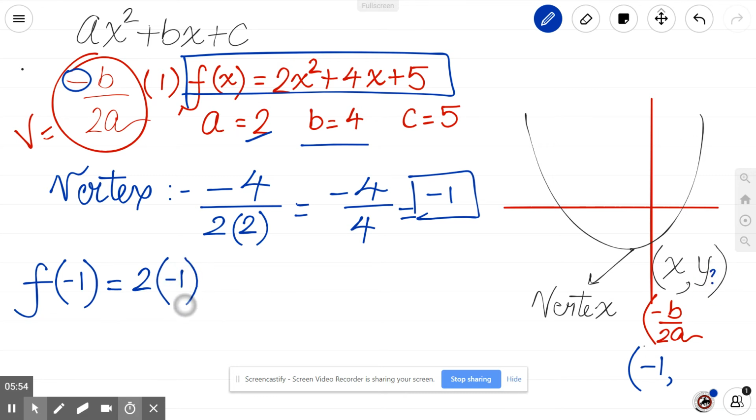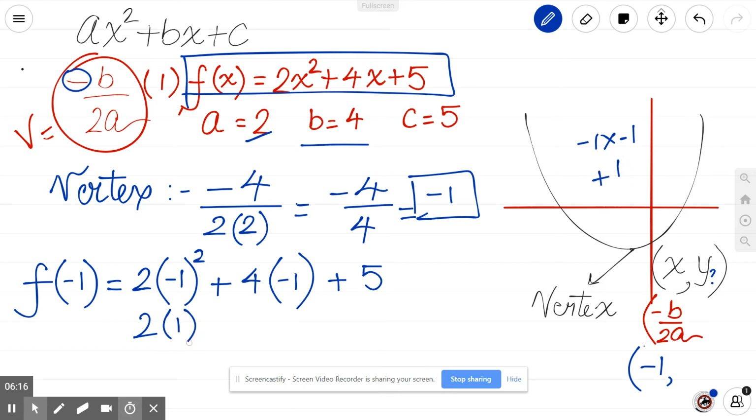So negative 1 in place of x, my new x is negative 1, plus 4 times negative 1 plus 5. So negative 1 whole squared, PEMDAS, I do the parentheses first. Negative 1 whole squared means negative 1 times negative 1. Negative times negative, positive. So the answer is plus 1.